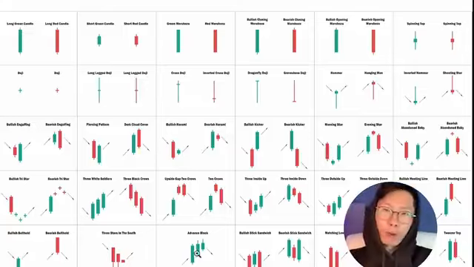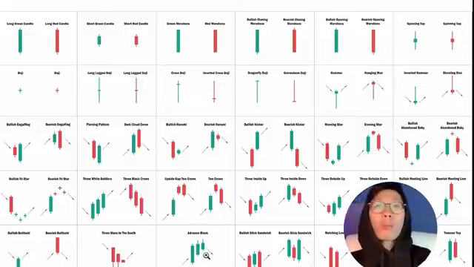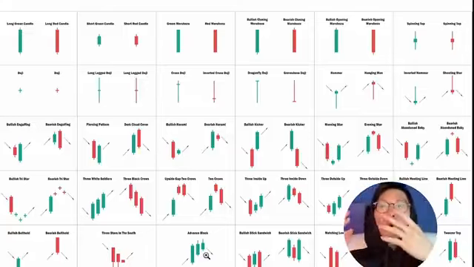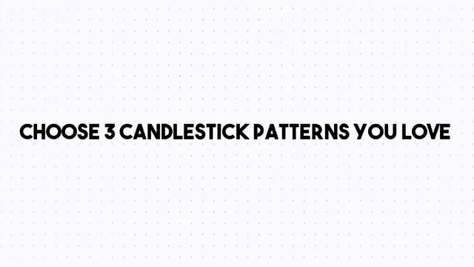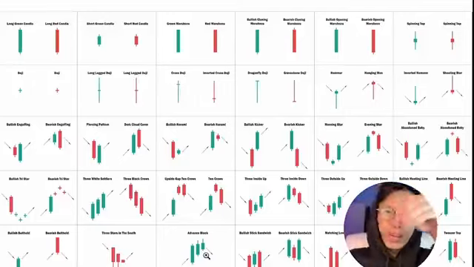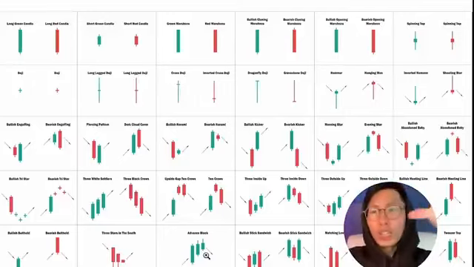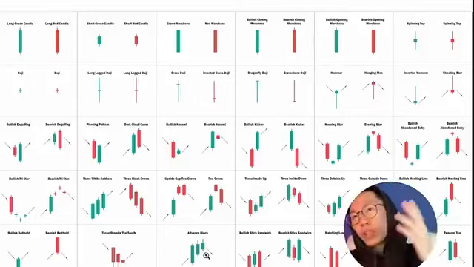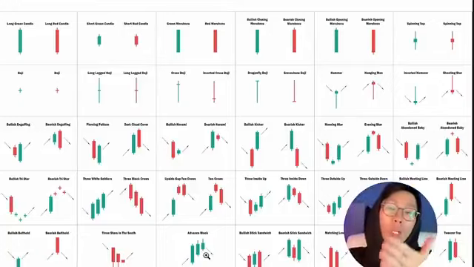Alright, so that is the unfiltered truth. You only need to memorize 3 candlestick patterns. So my advice would be to figure out what candlestick patterns you love and go from there. You really don't have to know 100 candlestick patterns. It all depends on what you like and what works for you.